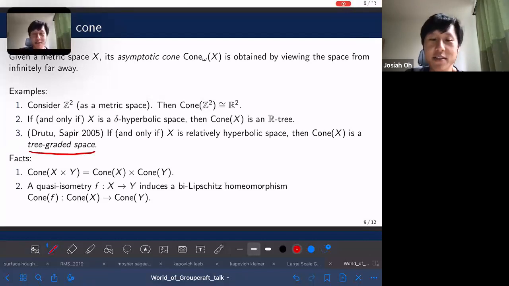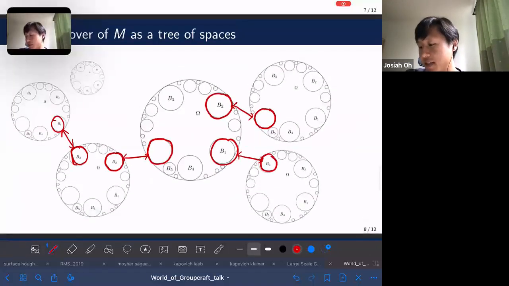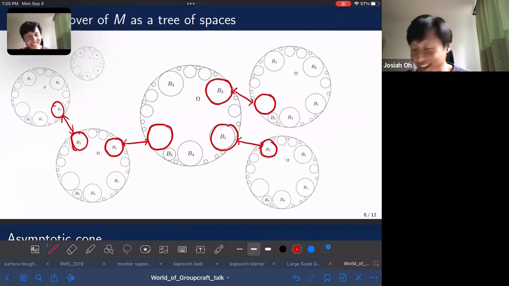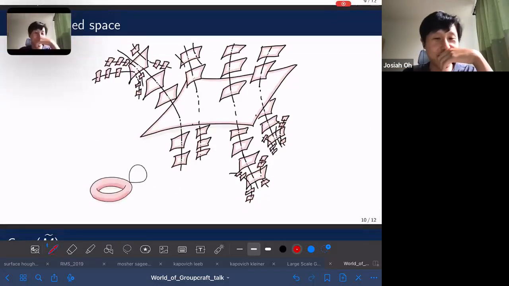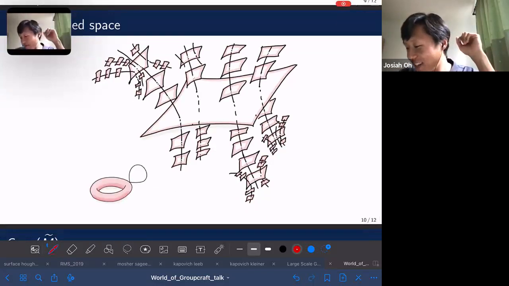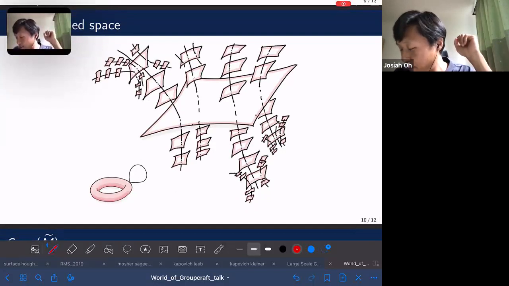So remember, we wanted to understand the quasi-isometries of this universal cover, which is a tree of spaces. And the second fact that I just told you says it's enough to understand the bi-Lipschitz homeomorphisms of the asymptotic cone. Okay, so given time, I don't have enough time to tell you about the asymptotic cone of the universal cover of M, but let's see how I should use my time.